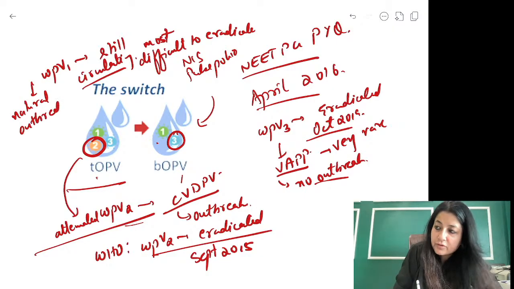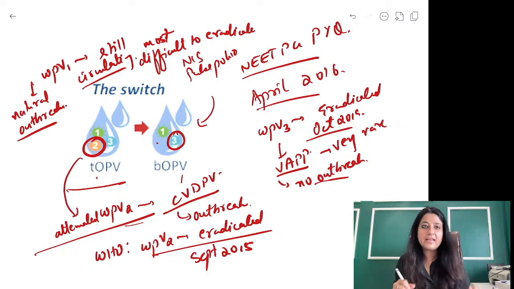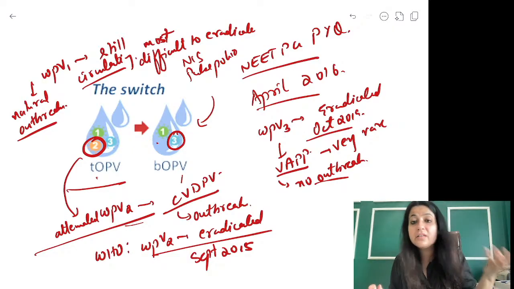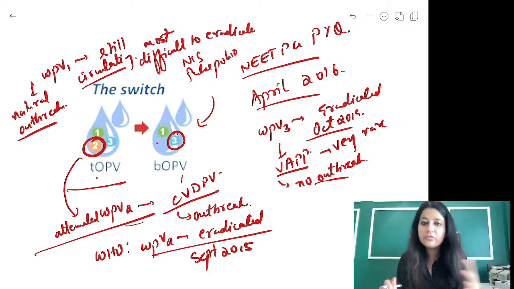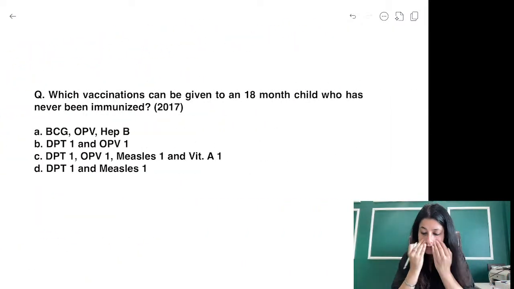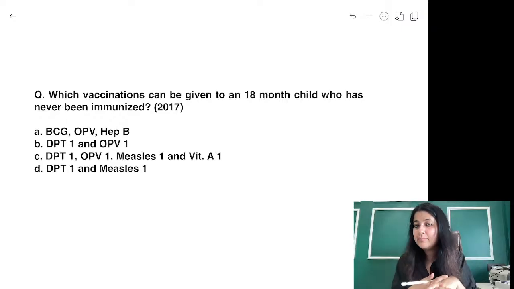So a couple of questions from this slide have helped you revise, which could come as different forms of MCQs. CVDPV is due to which component? VAPP is due to which component? Okay, 5 more minutes guys. Last question on delayed immunization, then technical initiatives.